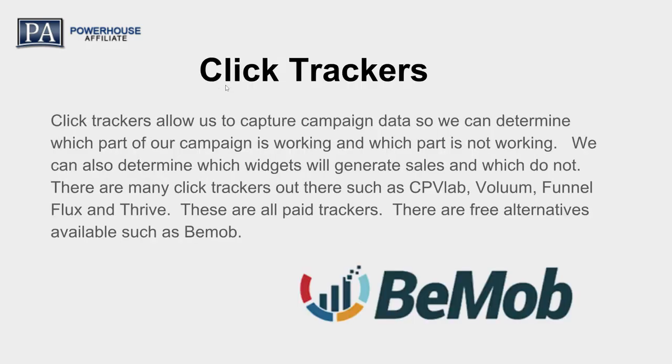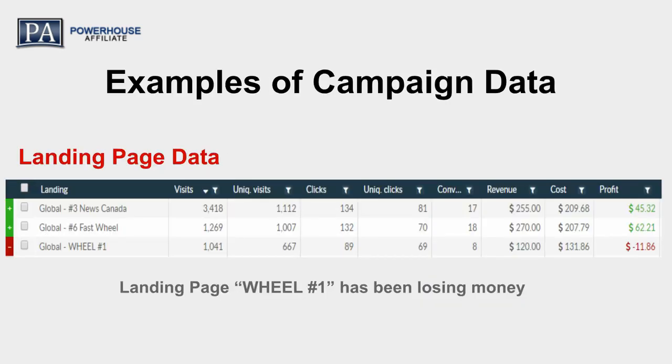So click trackers allow us to capture campaign data so we can determine which part of our campaign is working and which part of our campaign is not working. We can also determine which widgets will generate sales and which will not. There are many click trackers out there such as CPV Lab, Balloon, Funnel Flux, and Thrive. These are all paid trackers. There are free alternatives available, such as BMob. So that's what we're focusing on. I do believe it costs money after 1 million events, which would be clicks, conversions, whatever. If you're brand new, there's no need to go and try to pay money for these trackers. Start off with something like BMob. It serves the purpose. So here's some examples of campaign data.